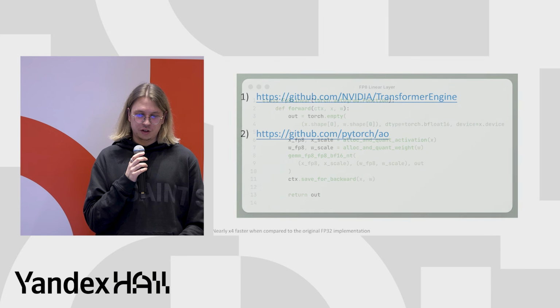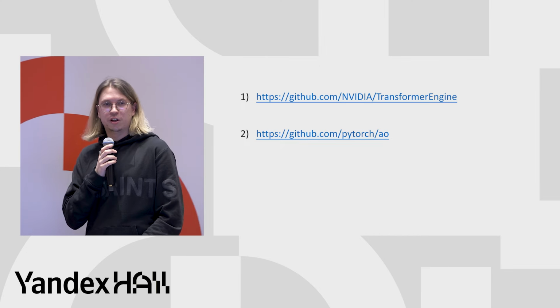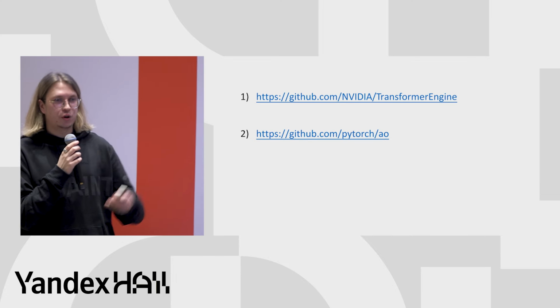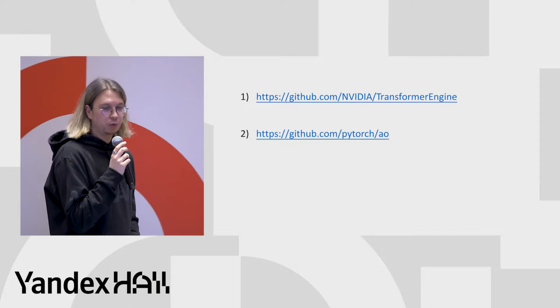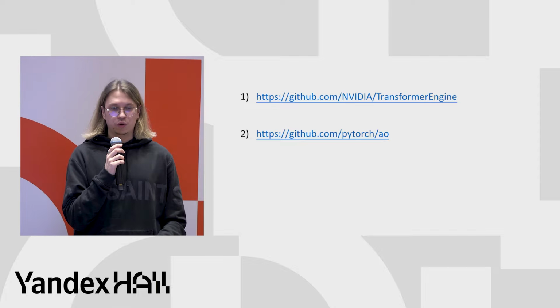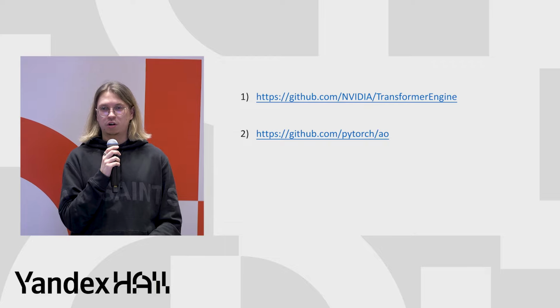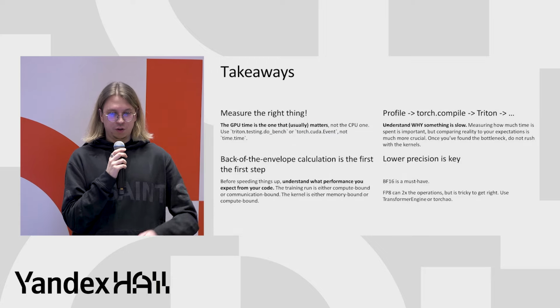And yeah, we can just write the linear layer ourselves, or we can use libraries available on GitHub, which are Transformer Engine or PyTorch AO, which provide you with these quantization kernels and matrix multiplication kernels for FP8. And if we do this, we are able to get basically a 4 times speedup for linear layers compared to FP32. And this is it for today.